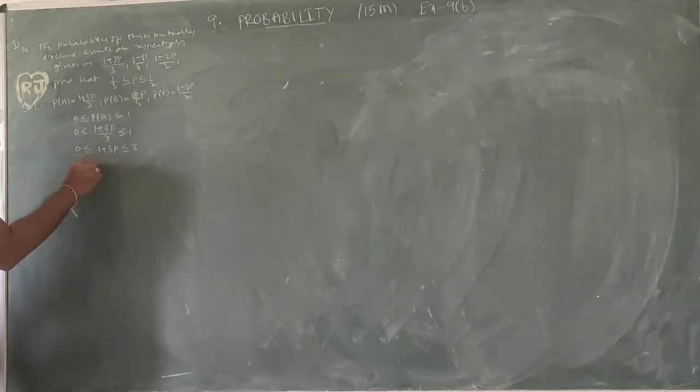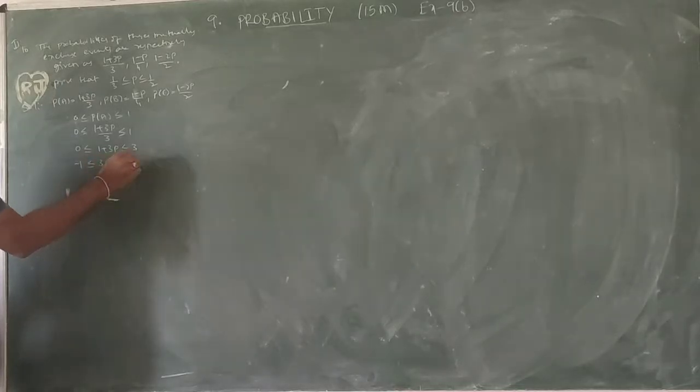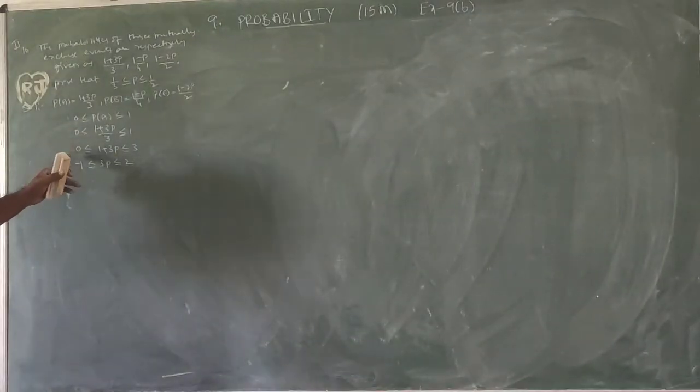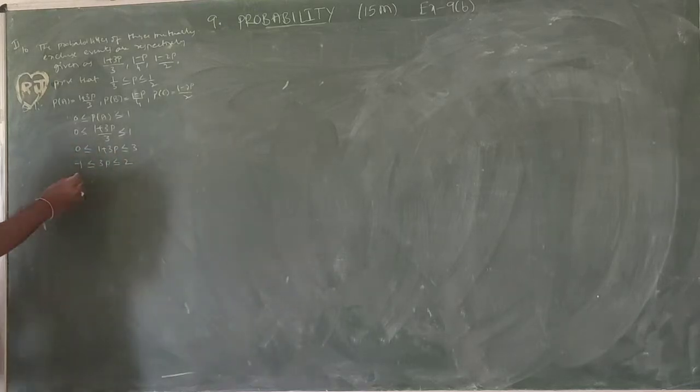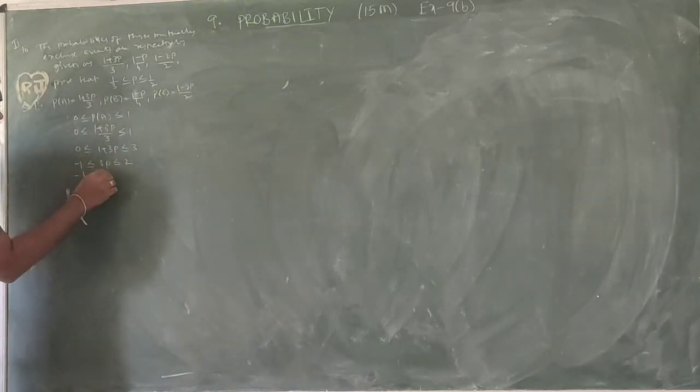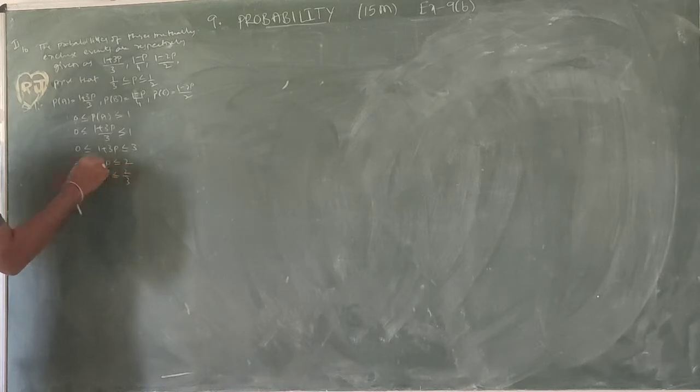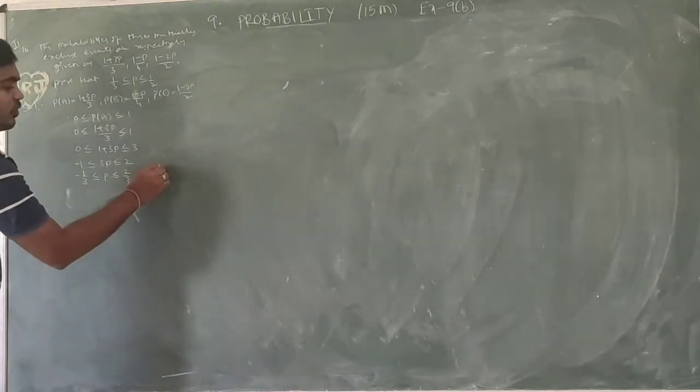Subtracting 1: −1 ≤ 3p ≤ 2. Subtracting 1, 0 − 1 is −1, and 1 cancels, 3 − 1 is 2. Divide with 3: −1/3 ≤ p ≤ 2/3. This is equation number 1.